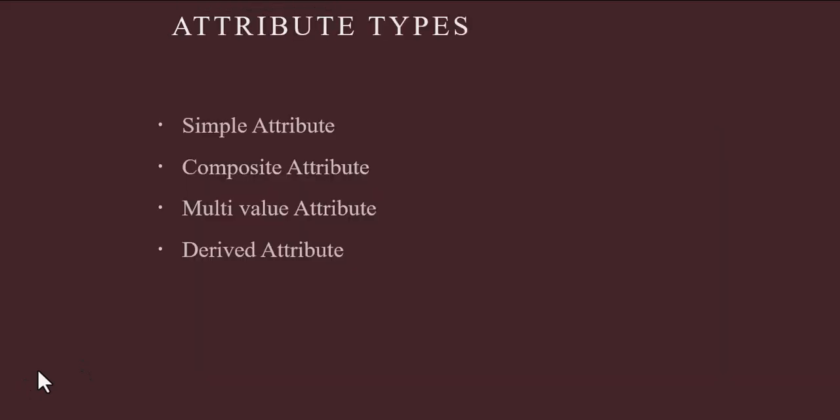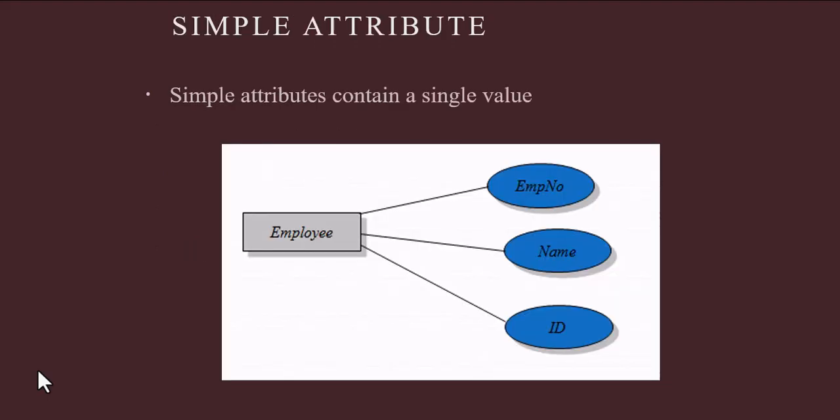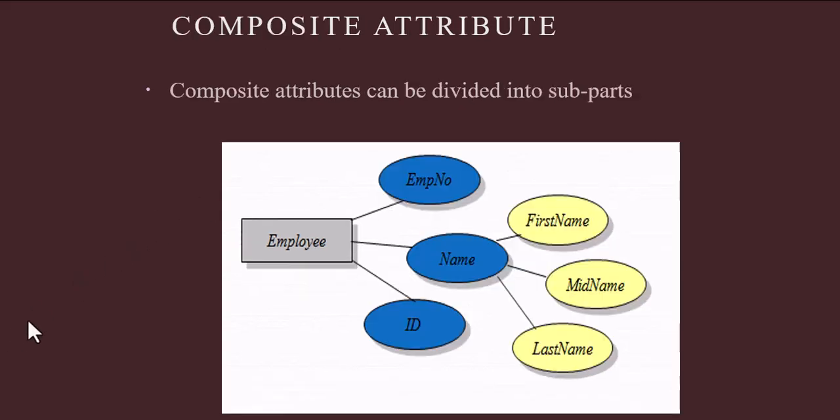Now let's discuss the attribute types. We have four major types. The first type is a simple attribute, the second is the composite attribute, the third is the multi-value attribute, and the fourth is the derived attribute. A simple attribute contains only a single value. For example, for employee, there are three attributes in this example: employee number, employee name, and employee ID. So this is a simple attribute.